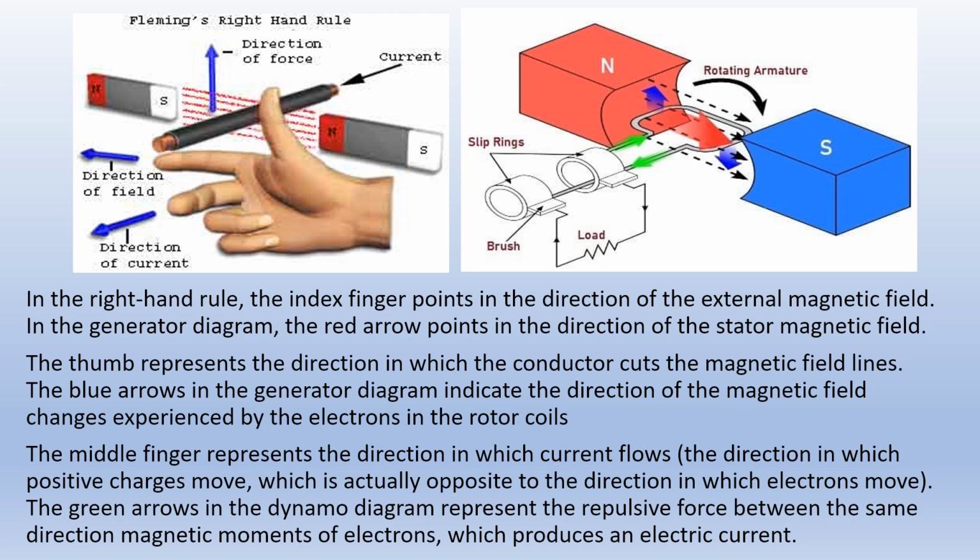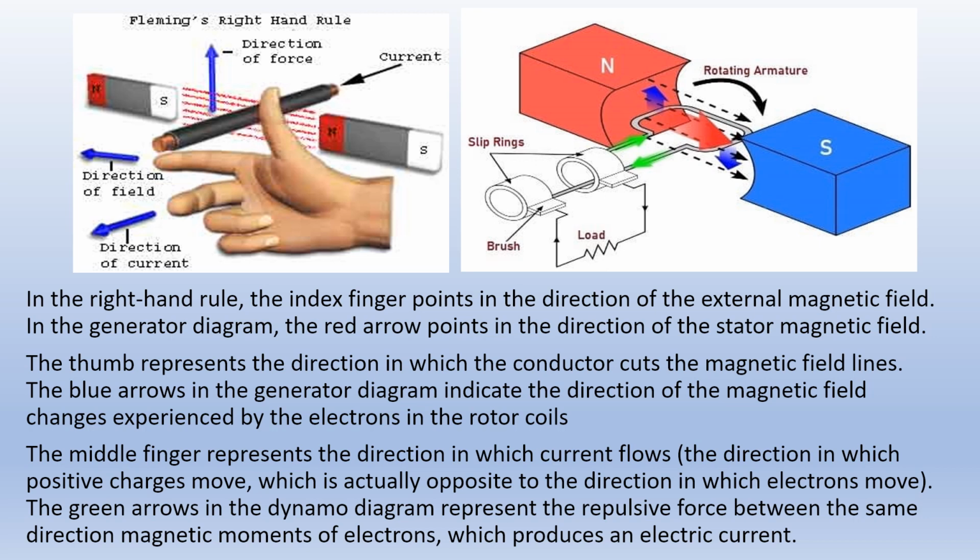In the right-hand rule, the index finger points in the direction of the external magnetic field. In the generator diagram, the red arrow points in the direction of the stator magnetic field. The thumb represents the direction in which the conductor cuts the magnetic field lines.